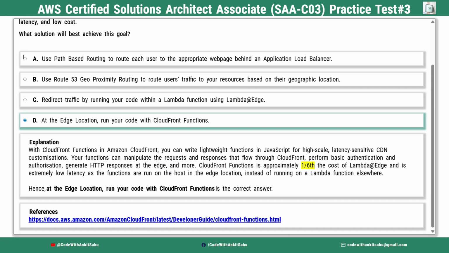CloudFront Functions is approximately 1/6 the cost of Lambda@Edge and is extremely low latency as the functions are run on the host in the edge location, instead of running on a Lambda function elsewhere. Hence, at the edge location, run your code with CloudFront Functions is the correct answer. References.